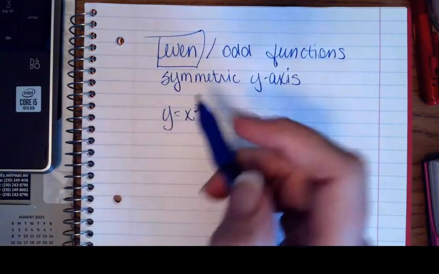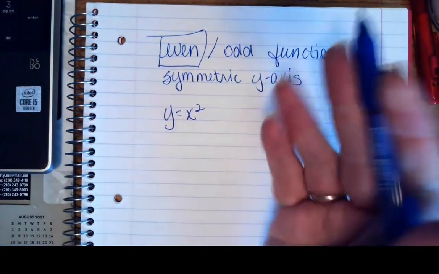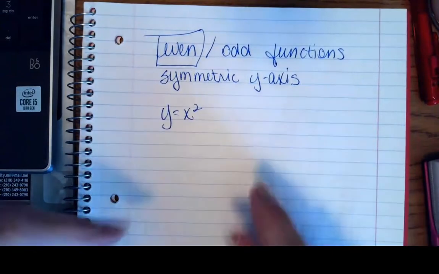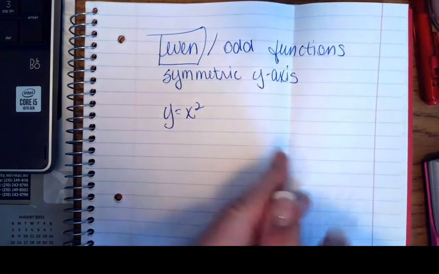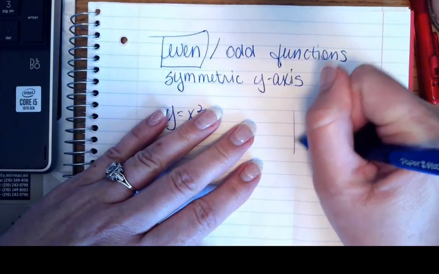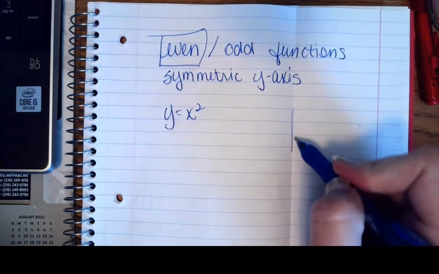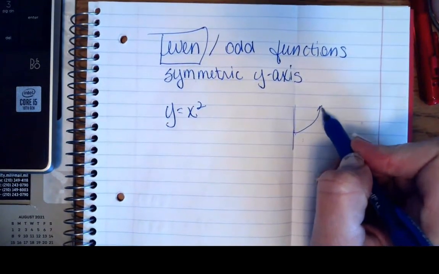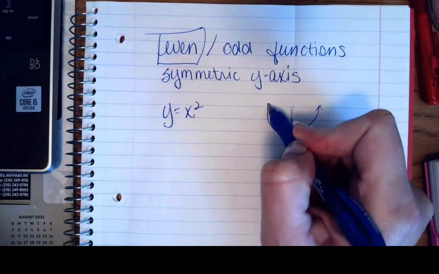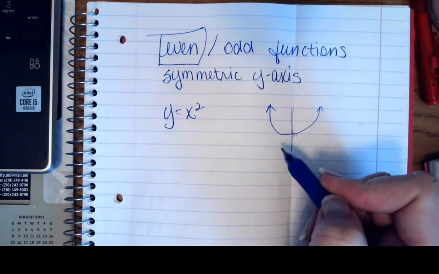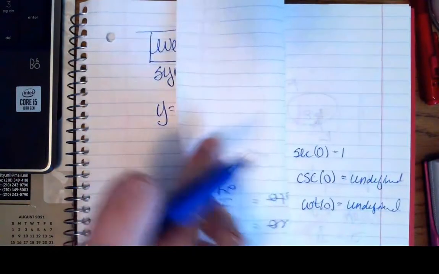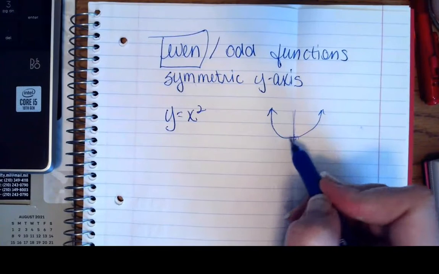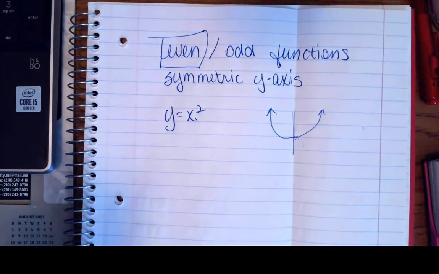All right, so an even function is symmetric across the y-axis, which means if I fold a piece of paper like this, and if this is the y-axis, then its little arms, so I've got my parabola coming up here and my parabola coming up there, okay? When I fold it on the y-axis, you're going to see that this arm lays on top of that arm. Well, that's kind of hard to do when there's an infinite number of points.